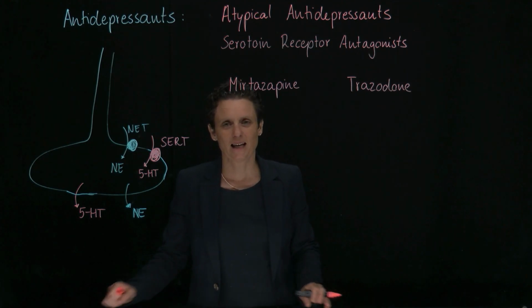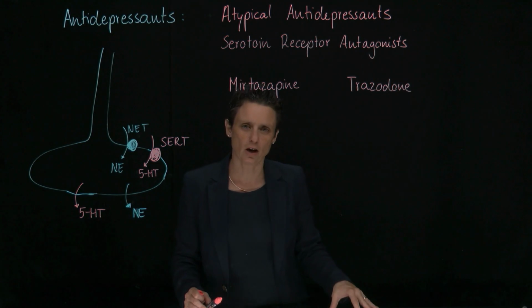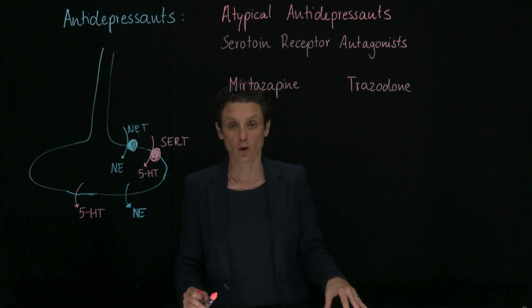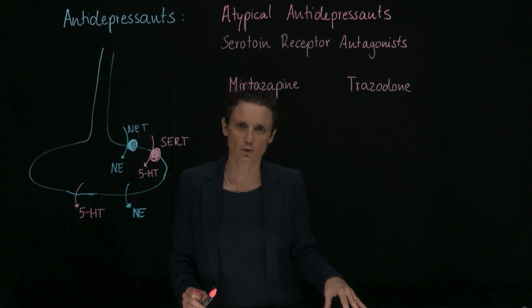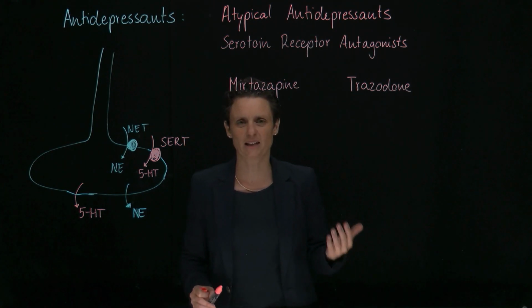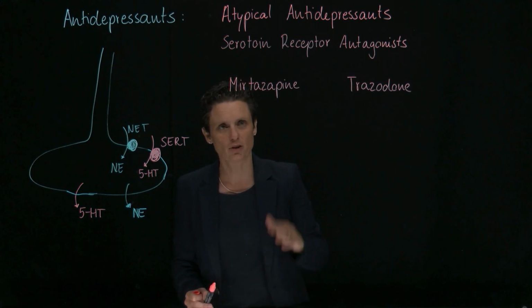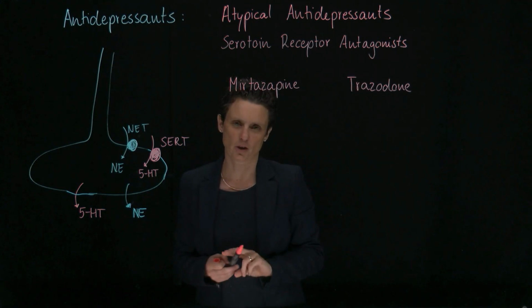Next, I want to discuss some so-called atypical antidepressants. What they have in common is they're actually blocking a specific serotonin receptor. Therefore, some textbooks also put them under the category of serotonin receptor antagonists. And these are drugs like mirtazapine and trazodone.